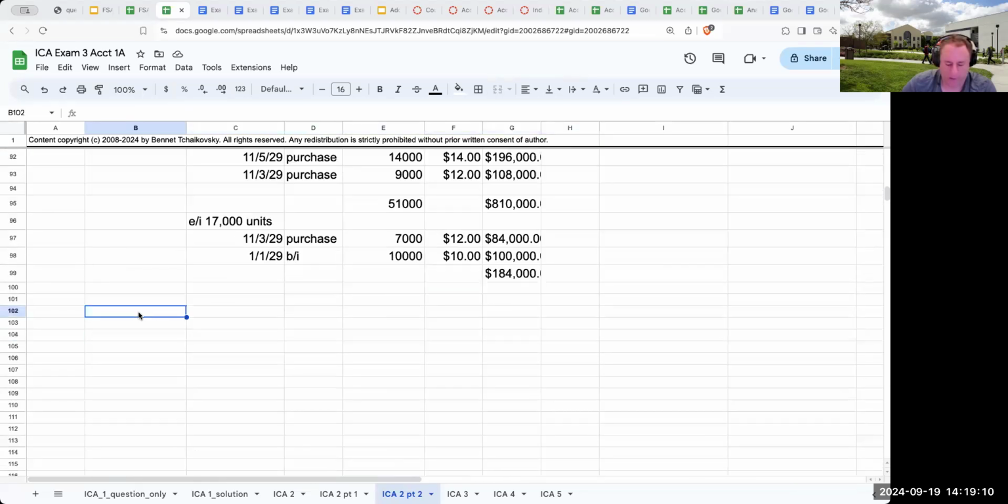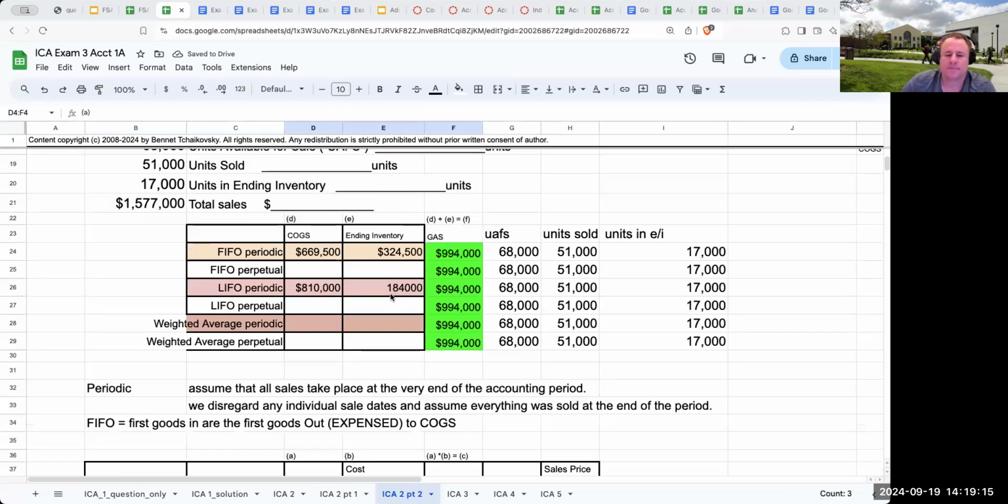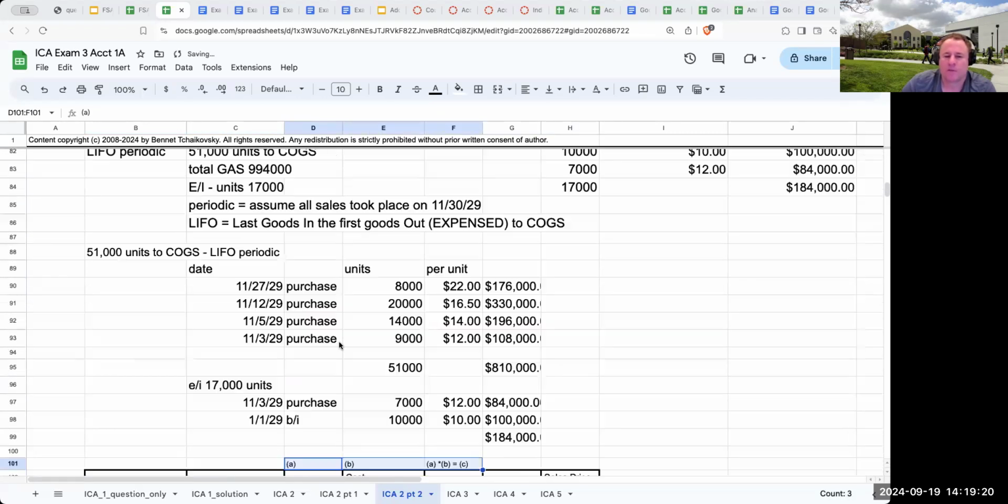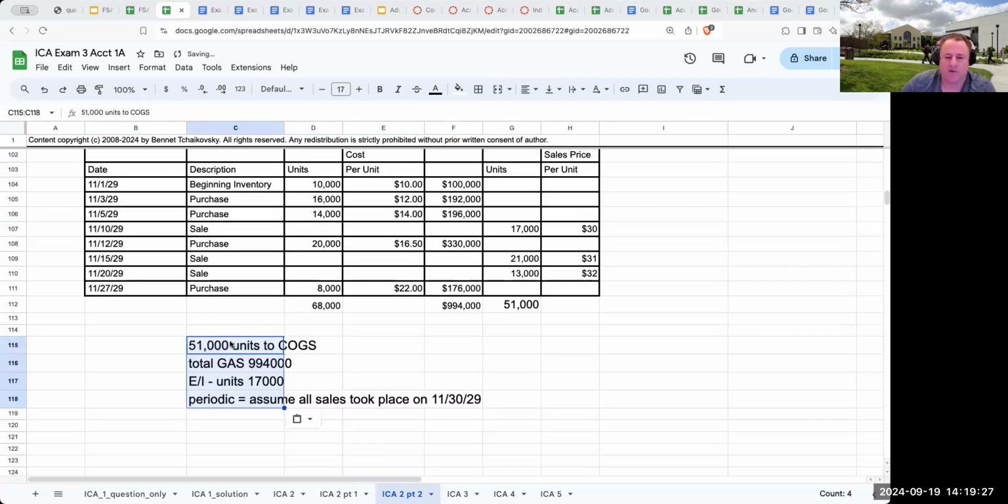And if we're going through and doing weighted average periodic, we have the same things that we're going to apply, which is basically we need to take 51,000 units to cost of goods sold. My total goods available for sale are 994,000. I have 17,000 units in ending inventory, and we've got periodic, right?